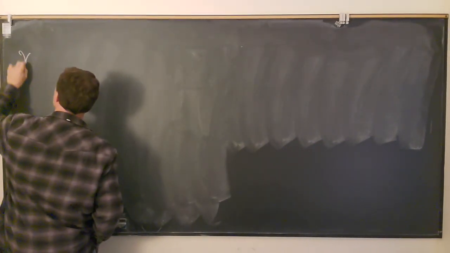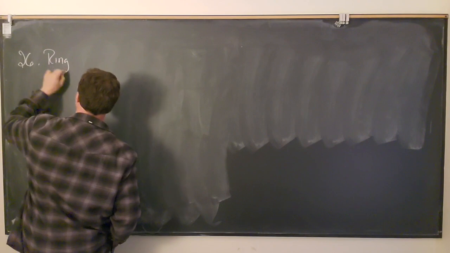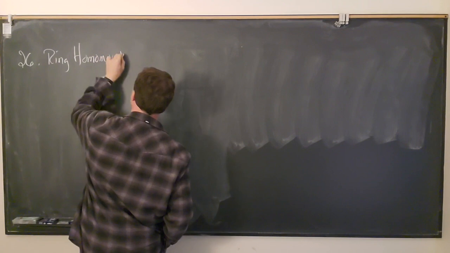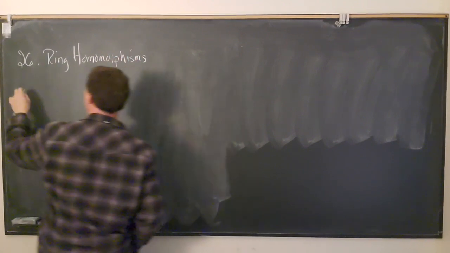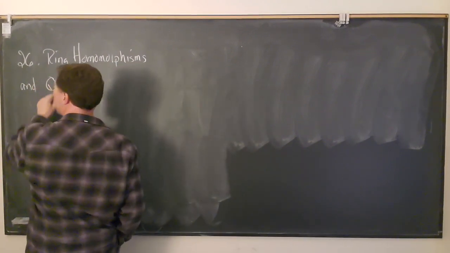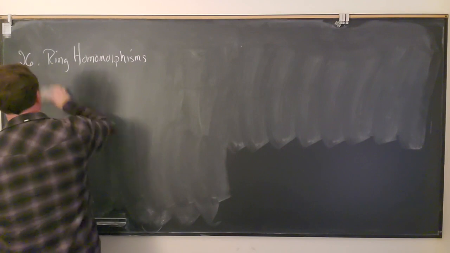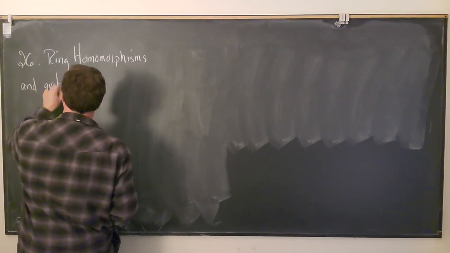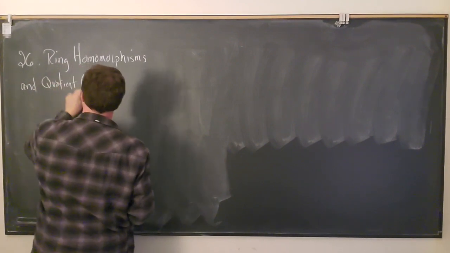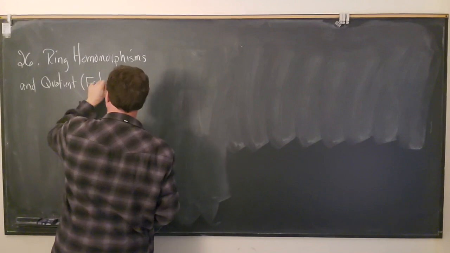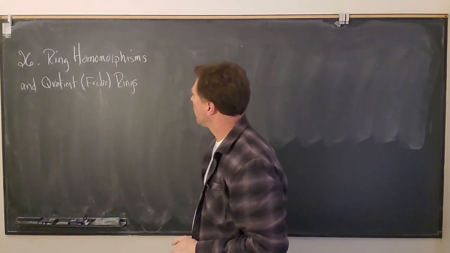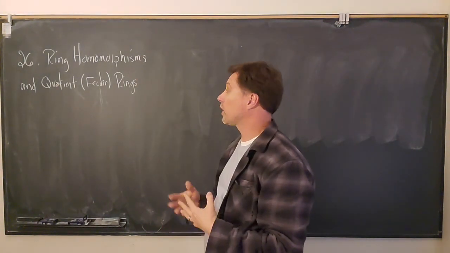So this is chapter 26, and this is ring homomorphism. I think your book calls it factor groups, but I prefer to say quotient. I just said groups, didn't I? Rings, factor rings, but quotient rings. And I'll just put it in parentheses, factor rings. Right, so we're going to study homomorphisms, and then we're going to study quotient rings.